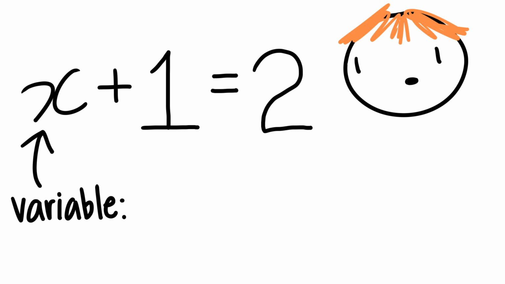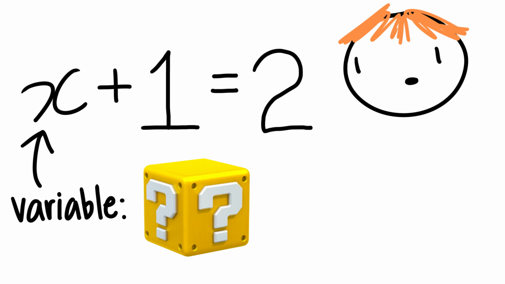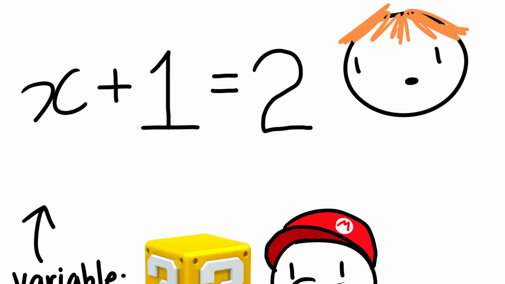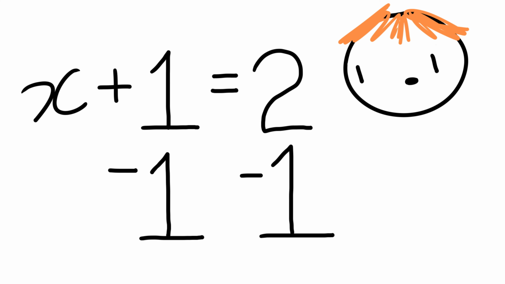What's x? Well, x is called a variable. A variable is like a mystery number that we're trying to find. So that means to find this mystery x in this equation, we can subtract 1 from both sides of this equation to get x alone. Why does subtracting 1 from both sides work?